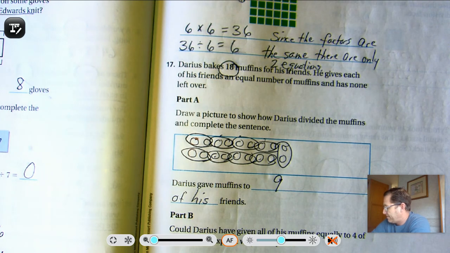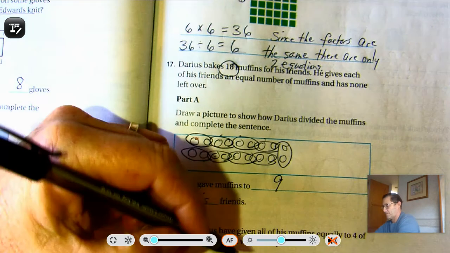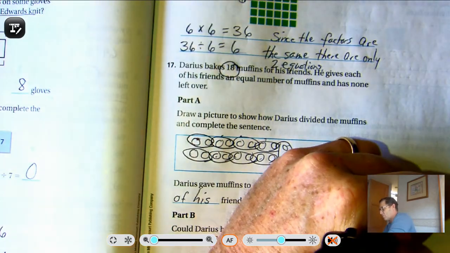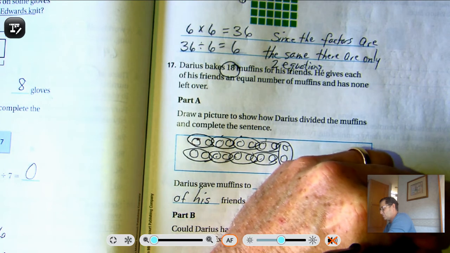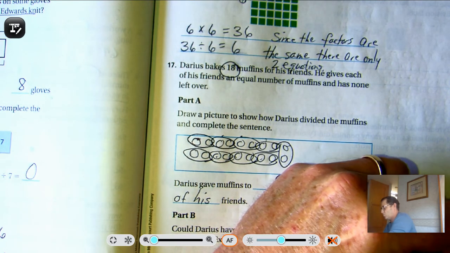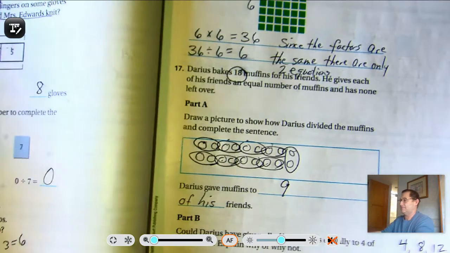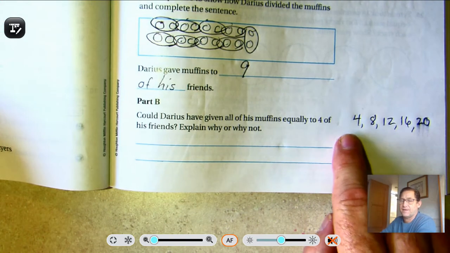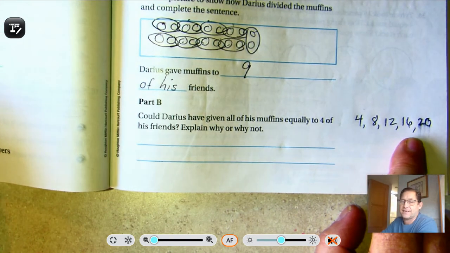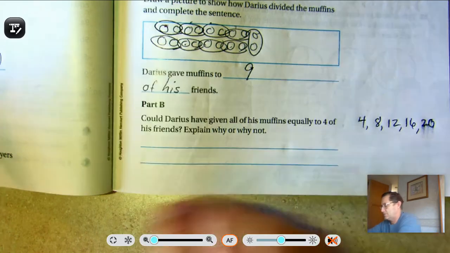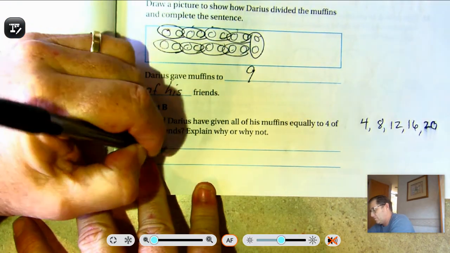Could Darius have given all of his muffins equally to 4 of his friends? Well, let's see. 4, 8, 12, 16, 20. No, we don't say 18. That's not possible because we don't say 18 when we're counting by 4s. So, no.